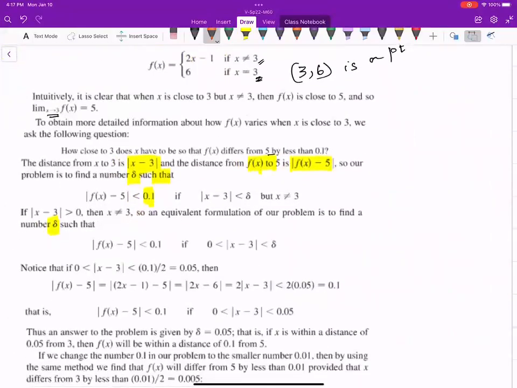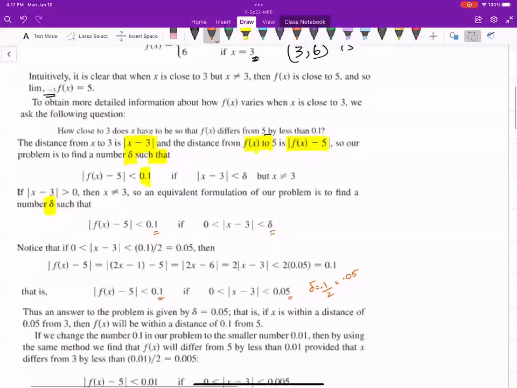So if we choose the difference to be 0.1, then we can choose our delta to be equal to 0.1 over 2. This will be equal to 0.05. Correct? Okay, thus an answer to the problem is given by delta equal to 0.05.